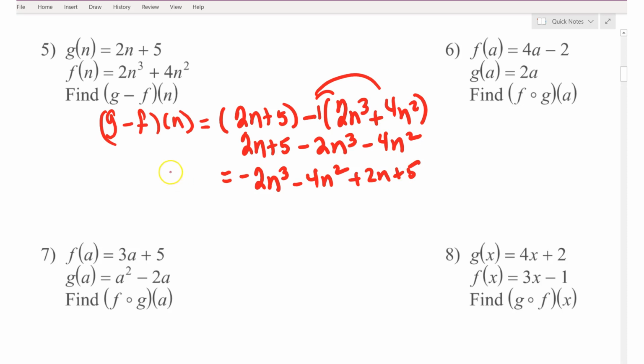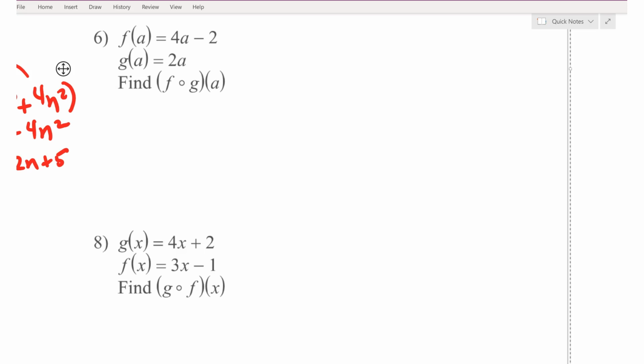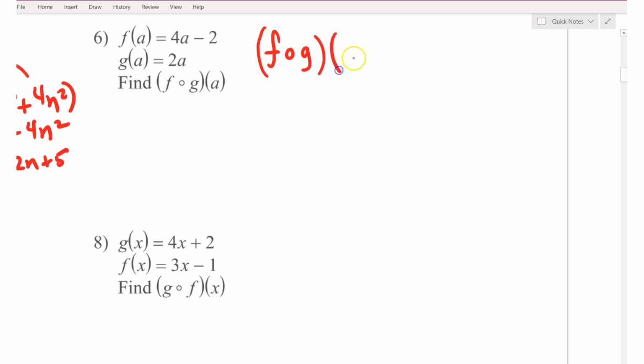So this will be g minus f of n. This is not multiplication, this is composition. So we have f, and that means a composition of g, and we have as an input a. So it's f composition g of a.